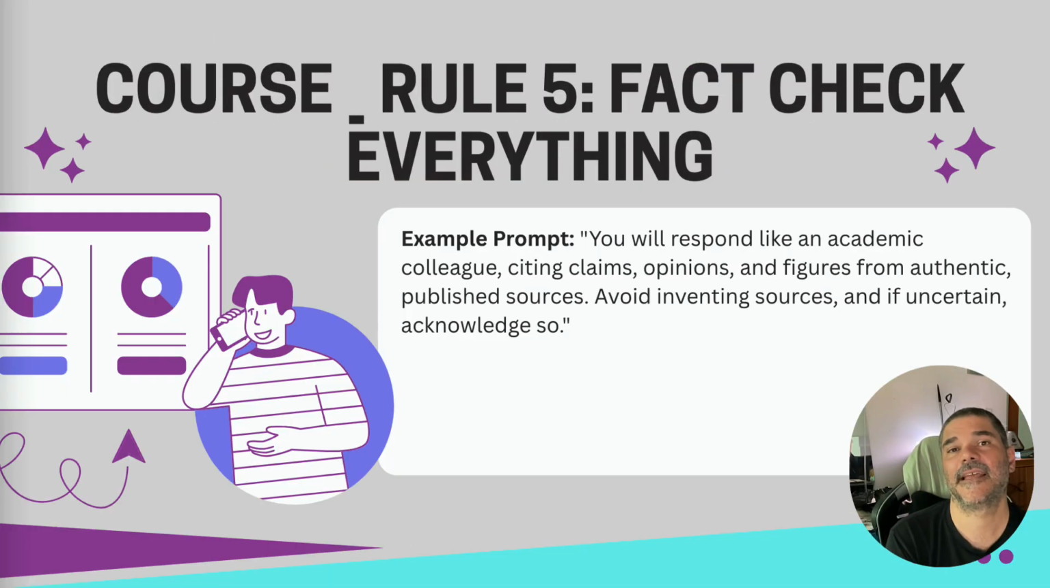Here is an example prompt that I use in the course for Rule 5, and this is about the fact checking. Here's an example. You'll respond like an academic colleague, citing claims, opinions, and figures from authentic published sources. Avoid inventing sources, and if you're uncertain, acknowledge so. So quite a useful prompt. Please take that and use it in your non-profit grant writing.